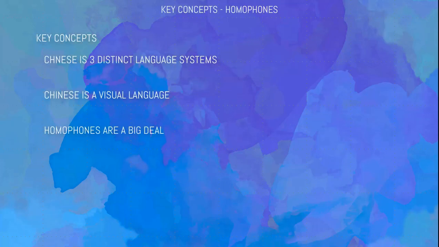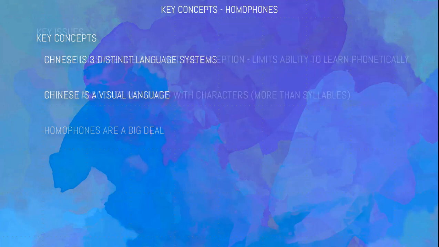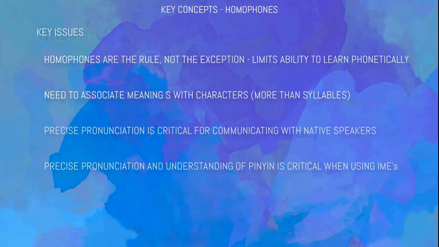Just to recap, Chinese is really three distinct language systems. Chinese is a visual language, and homophones are a big deal in Chinese. Today's program covers the third of these concepts, that homophones are far more prevalent in Chinese than they are in English. This impacts students in several ways.